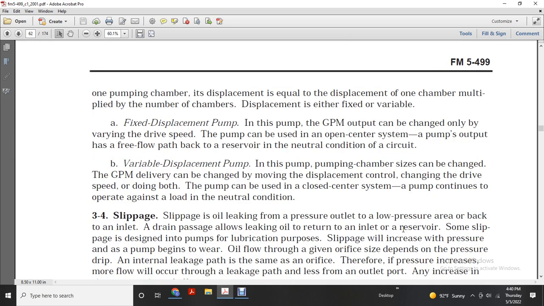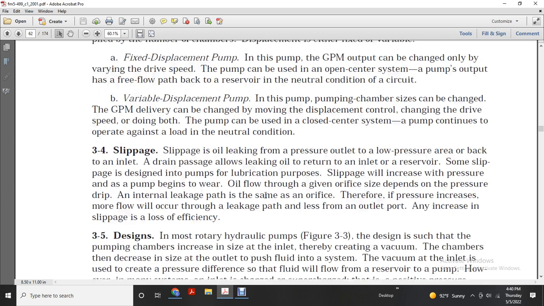In a variable displacement pump, the size of the pumping chamber can be varied, so the gallons per minute delivery can be changed by moving the displacement control, by changing the drive speed, or by doing both. The pump can be used in a closed center system. The pump continues to operate against load in the neutral condition.